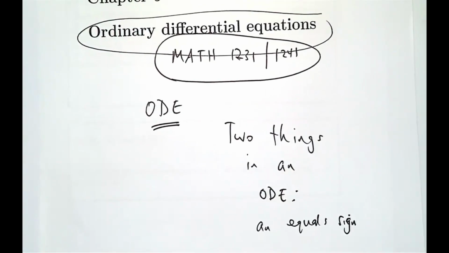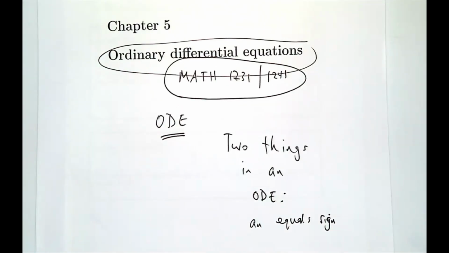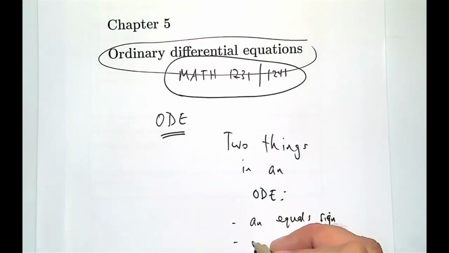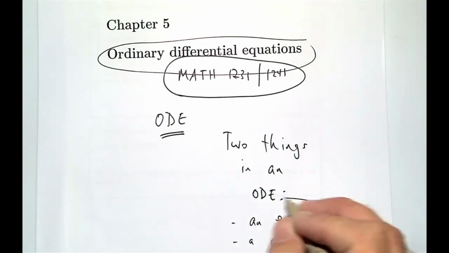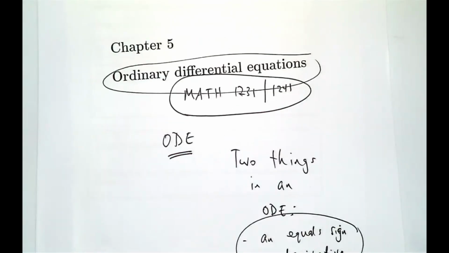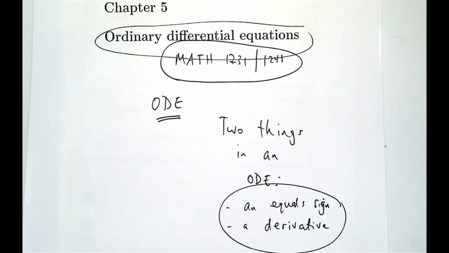An equal sign. And what else? A derivative. That's it. Okay? So it's an equation with a derivative in it. Like most equations, you want to solve them, you want to understand them, you want to find stuff out.